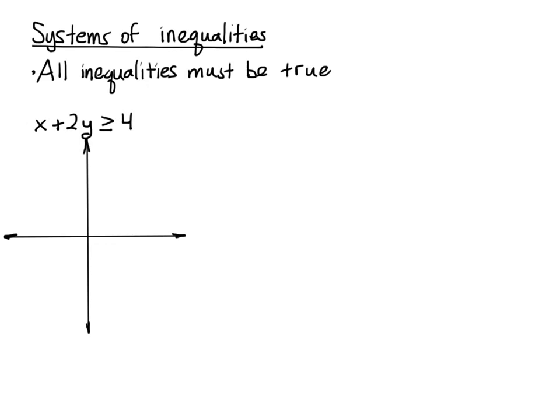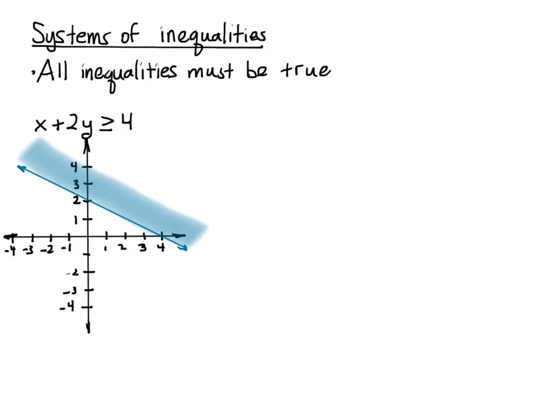So let me show a couple of examples. Like if we have x plus 2y is greater than 4. Okay, so I graph my lines. You can see how I've done that. When x equals 0, y equals 2. When y equals 0, x equals 4. And then I test my 0, 0 point. So 0 plus 0 is greater than 4. That's not true, so I shade the other side.